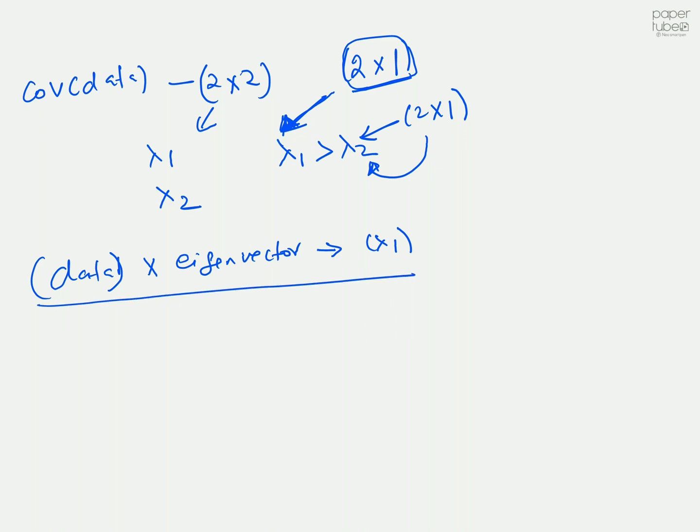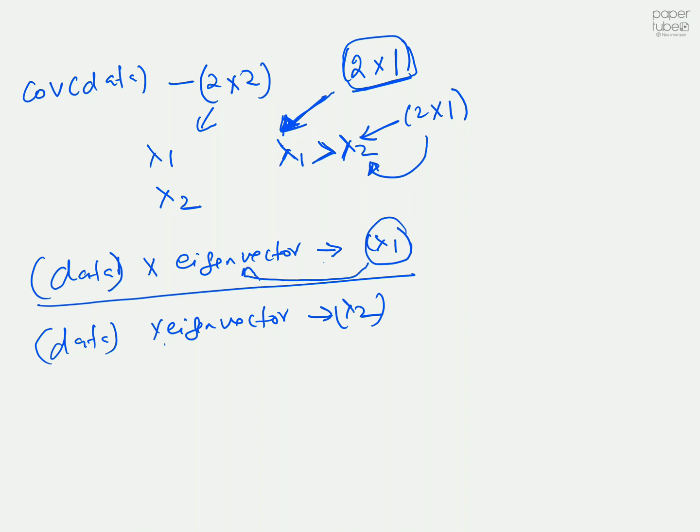And since lambda 1 is greater than lambda 2, we can rank the eigenvectors, or rank the principal components. So we can take the data multiplied by the eigenvector that corresponds to lambda 2. So we have data multiplied by the eigenvector that corresponds to lambda 1, and then data multiplied by the eigenvector that corresponds to eigenvalue 2.